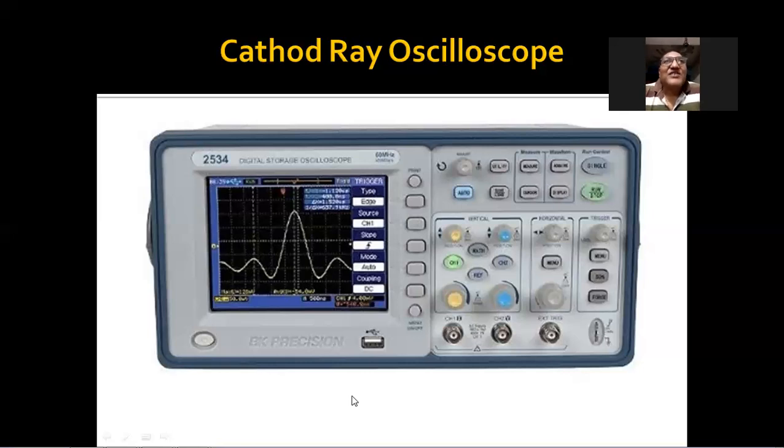So this is the cathode ray oscilloscope. We will study the cathode ray oscilloscope and how it works. We will study the basic structure and basic working principle of the CRO.